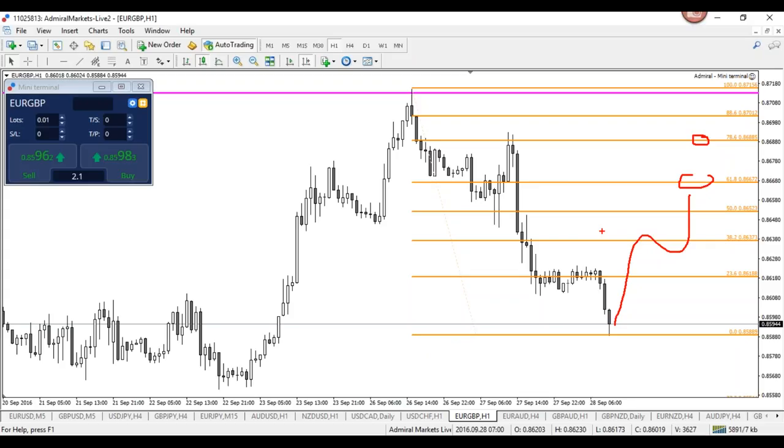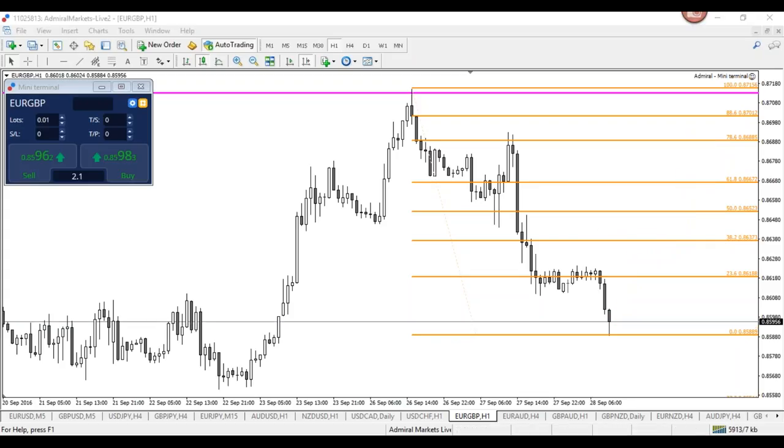Alrighty, regarding the Forex market, any other currency pairs that you want to take a look at? Or regarding stock indices or commodities, anything you would like to review? All right, Ron mentions pound yen.